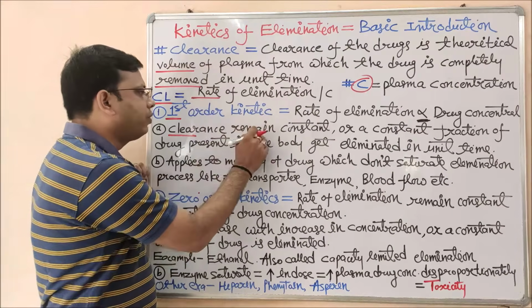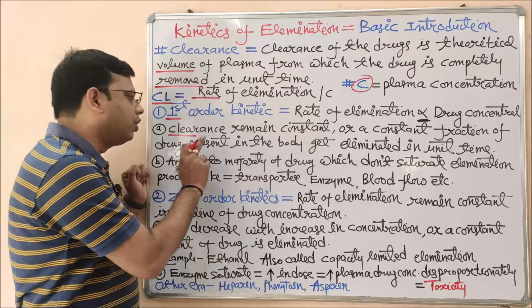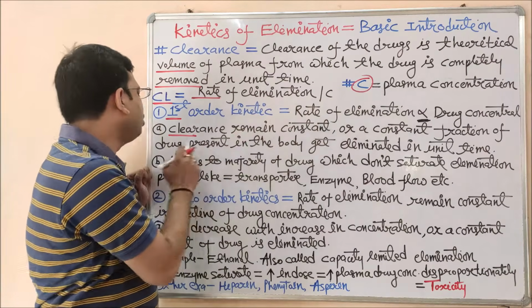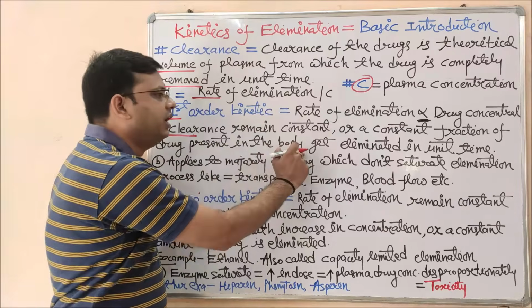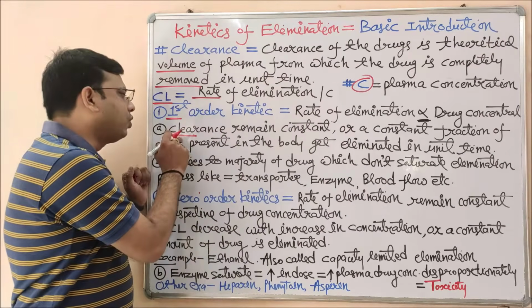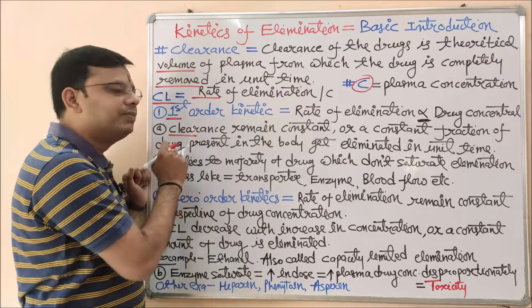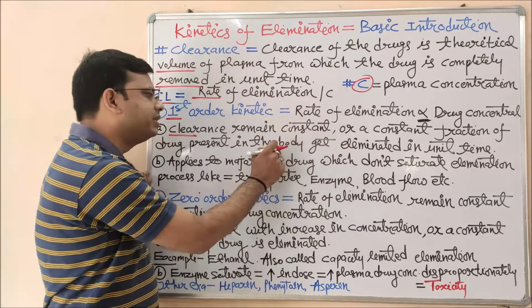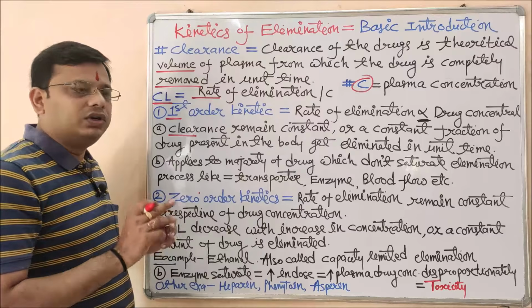Constant amount of plasma, it is very important. Specifically, if you are talking about the blood, then you can say a fraction of drug present in the body gets eliminated. If you are talking about the clearance, then you should represent the word plasma. If you are talking about the elimination, you should represent the body. These two terms are correlated.